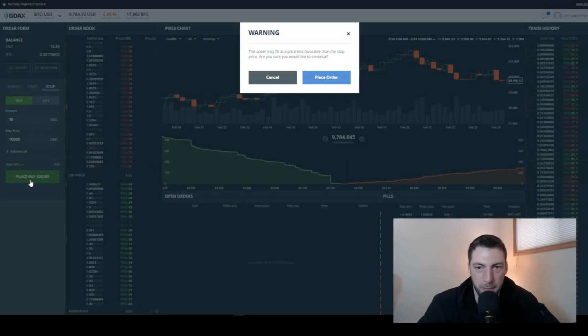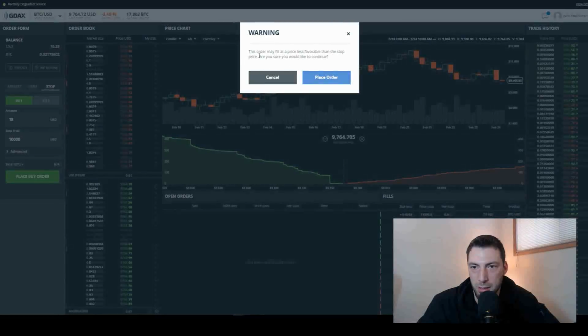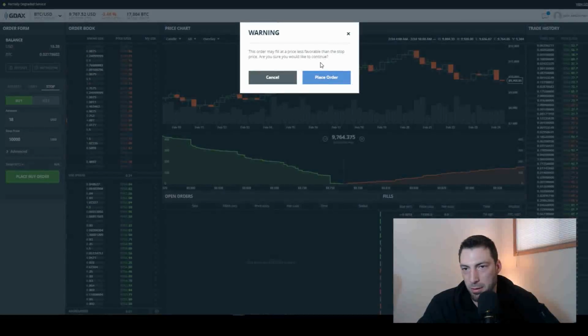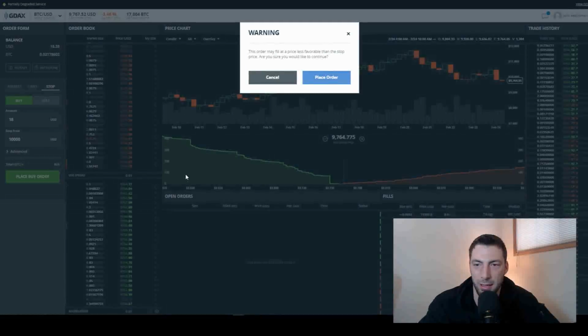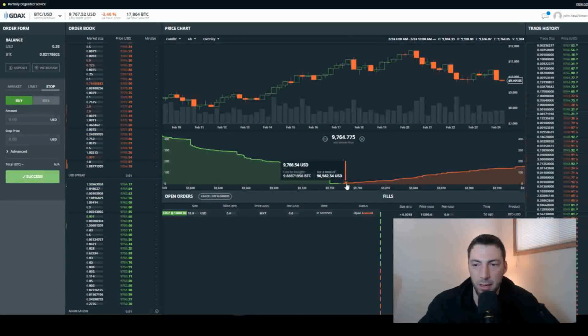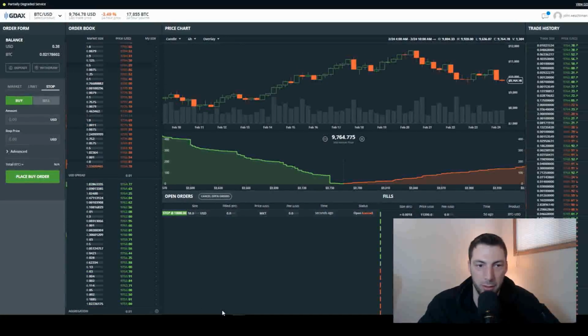Here we go. Let's place the buy order. It says this order may fill at a price less favorable than the stop price. Are you sure you would like to continue? That's basically saying this is a market order. When the price hits 10,000, it's going to execute, and it's going to take the nearest limit sell to my price, and it's going to execute until I've filled my tiny, very small order of $18.